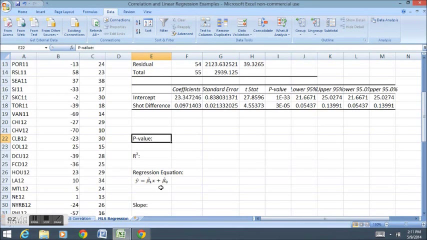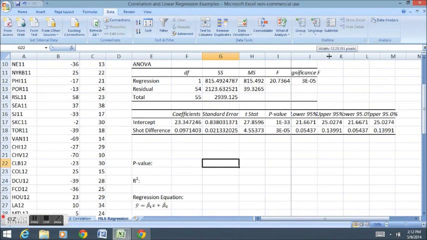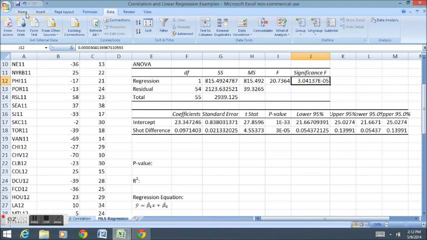The p-value is probably the first most important thing. The p-value tells us if there's a linear relationship at all. Recall that linear correlation told us that also, but linear regression can tell us the same information as well as additional information. Linear regression is like correlation on steroids. The p-value can be found up here under the significance F.